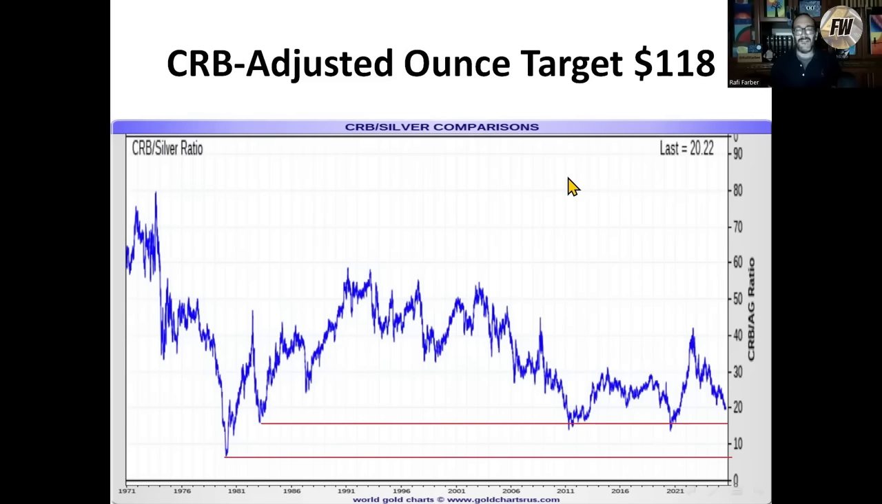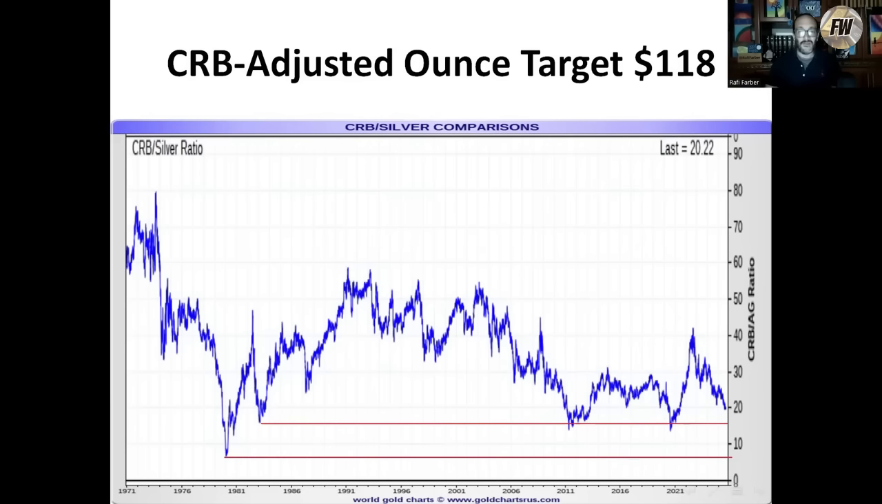Well, you see here where it says last, 20.22. So if we go down to 7 or 8, and then we multiply that factor by the current silver price of $41, we get $118 per ounce of silver. But this is the lowest dollar amount target. I believe we're going to get much higher than that.